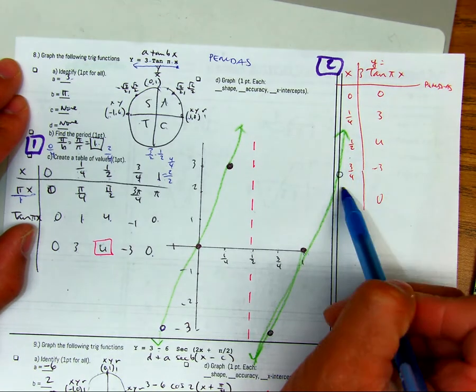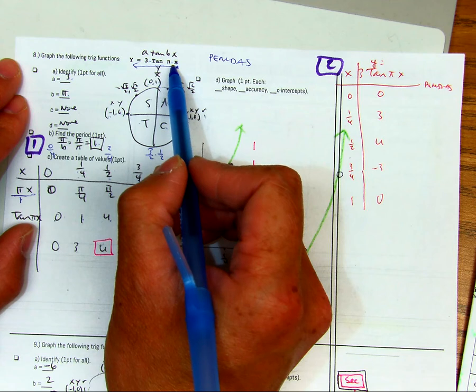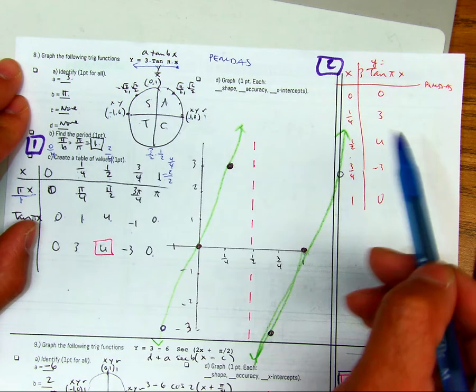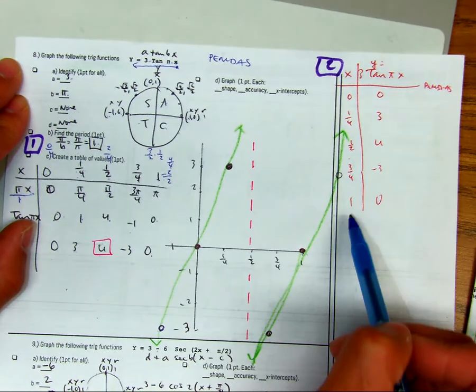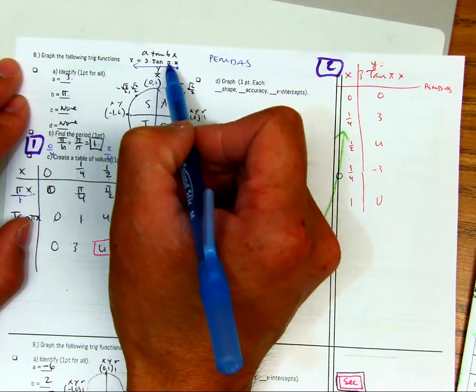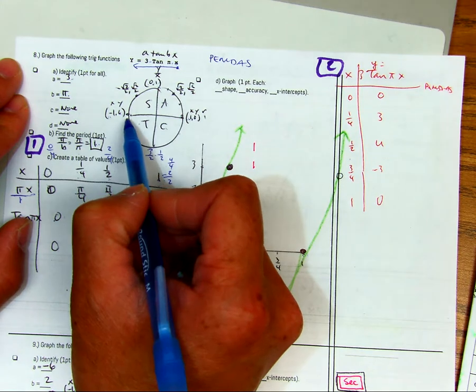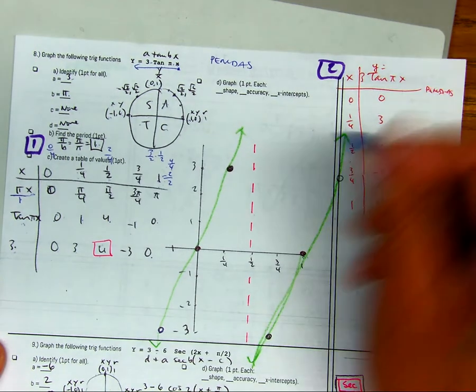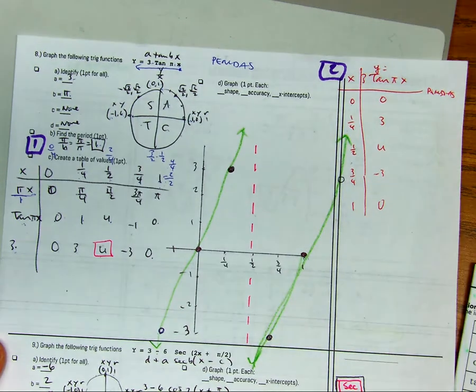3/4. 3/4 times pi is 3/4 pi. Tangent at 3/4 pi is negative 1, and negative 1 times 3 is negative 3. 1 times pi is pi. Tangent at pi is 0. 0 times 3 is 0. And essentially you would graph those same points, and that's how you graph it.